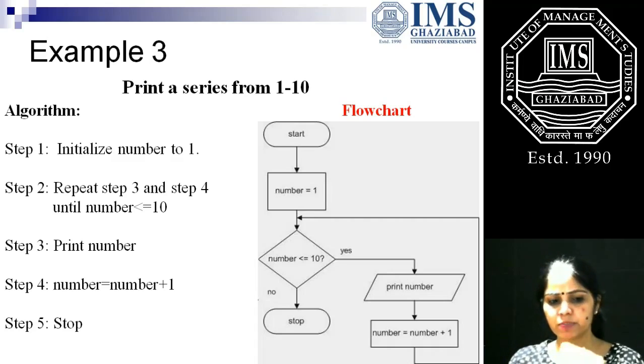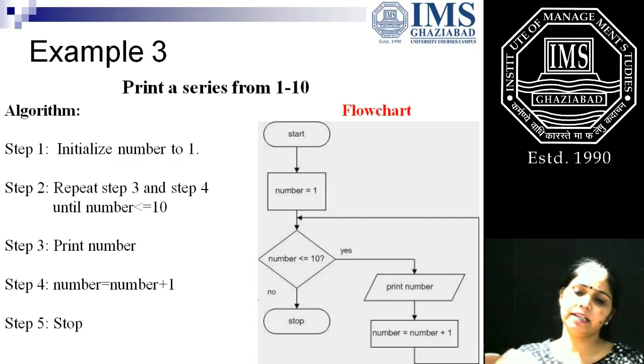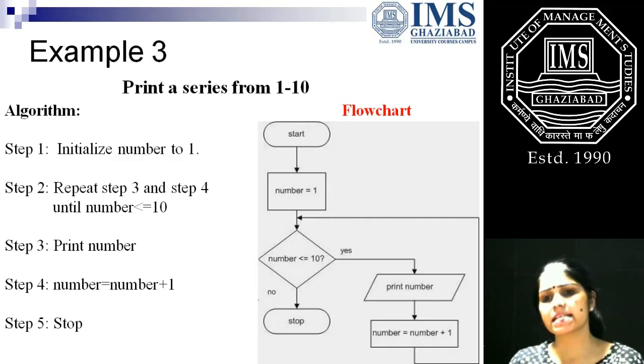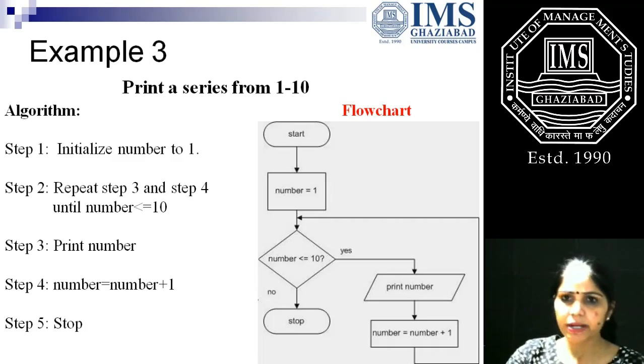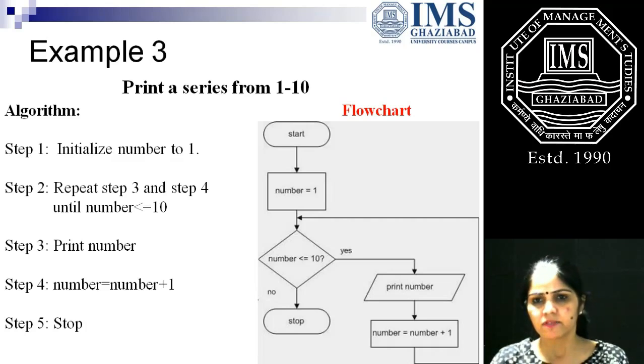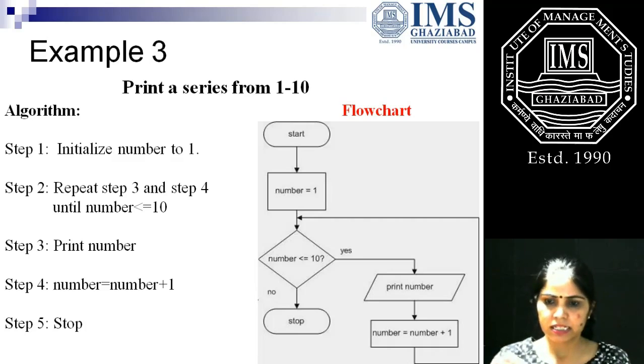Every time the number is printed, the number is incremented by 1, and the number is checked whether it is less than or equal to 10 or not. If the number is greater than 10, then we'll stop. But if the number is less than or equal to 10, we'll print the number. So here we have started. We have start, number is equal to 1.